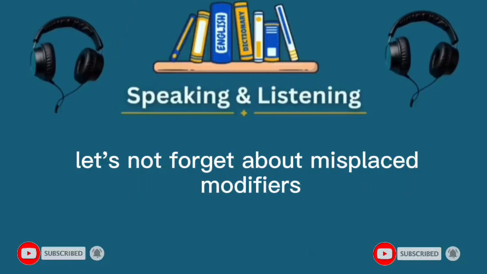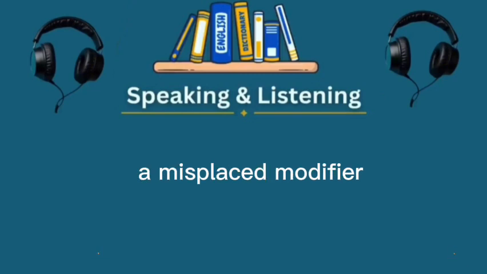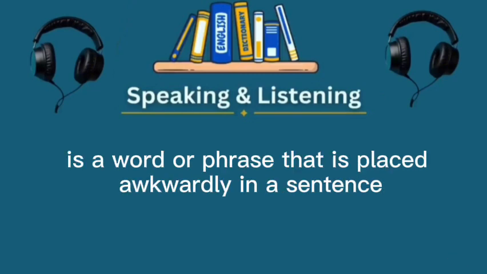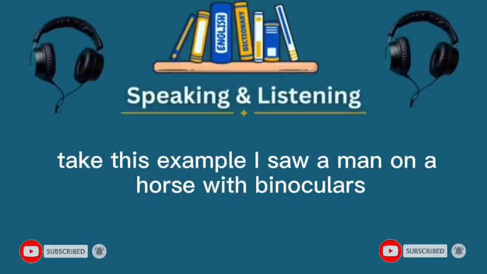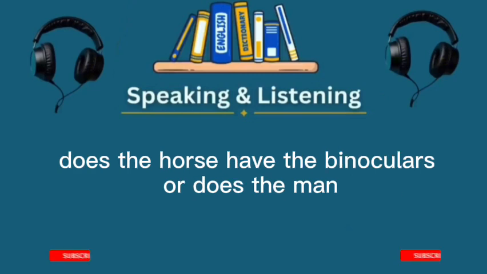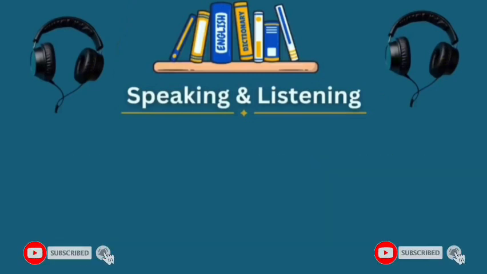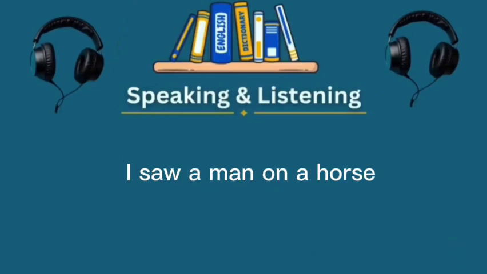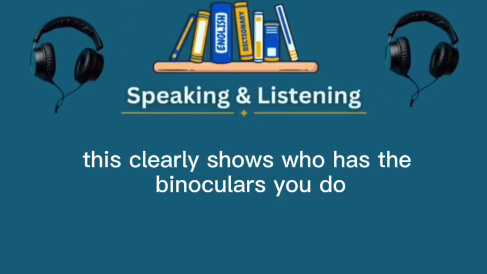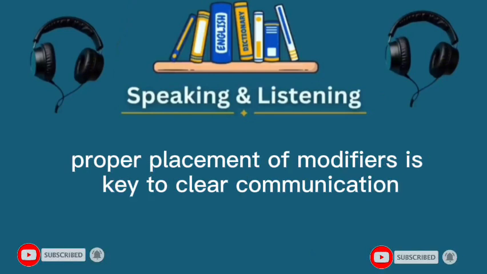Let's not forget about misplaced modifiers. A misplaced modifier is a word or phrase that is placed awkwardly in a sentence, causing confusion or even humor. Take this example. "I saw a man on a horse with binoculars." Does the horse have the binoculars, or does the man? To fix the sentence, we should say, "Using binoculars, I saw a man on a horse." This clearly shows who has the binoculars. You do. Proper placement of modifiers is key to clear communication.